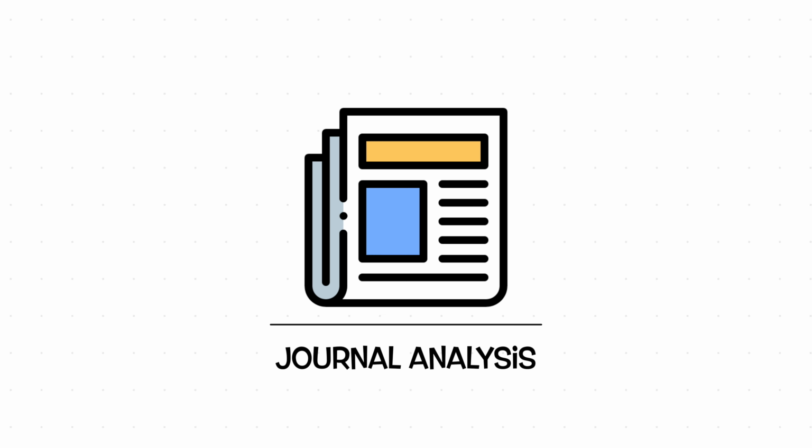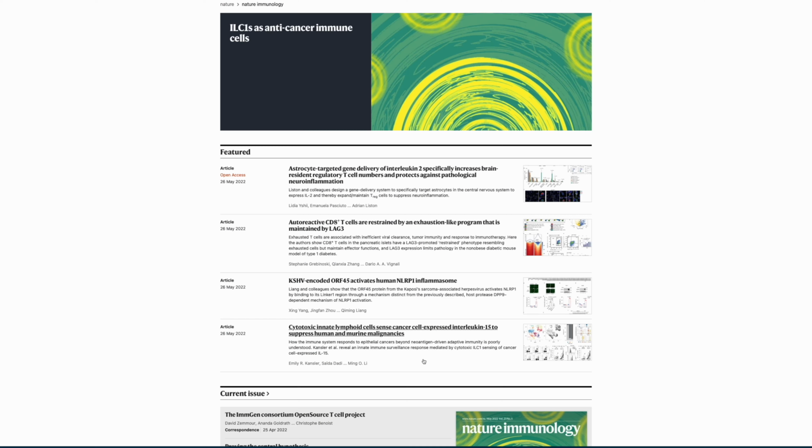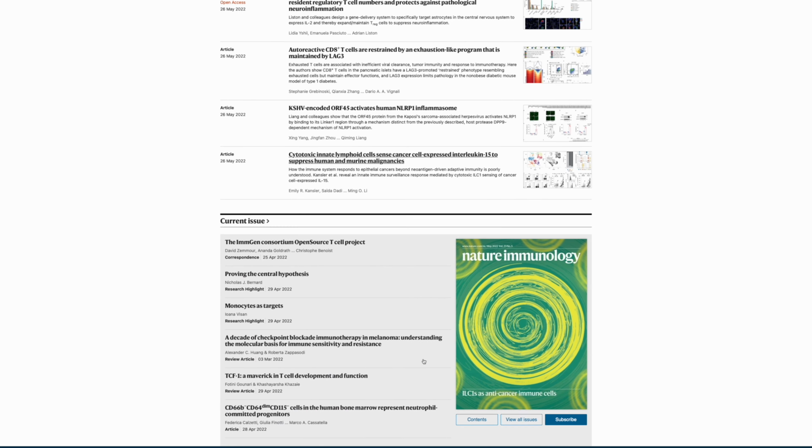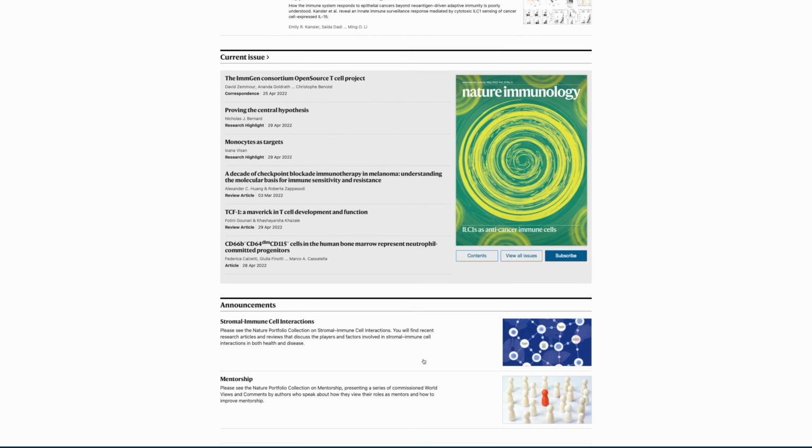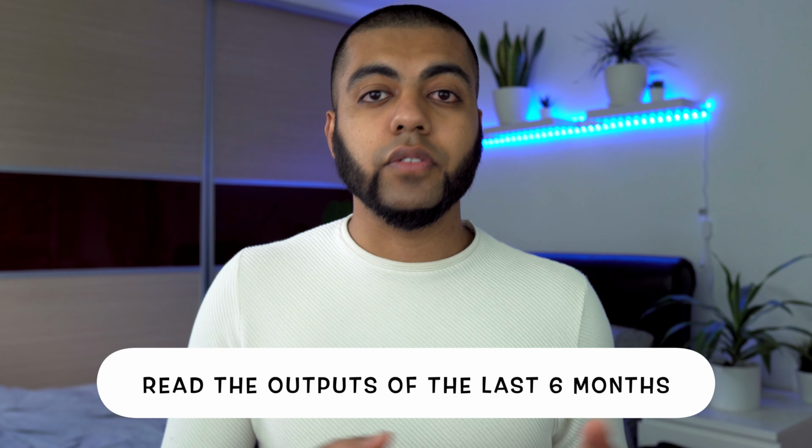Number two is quite obvious, but it's the notion of journal analysis. Now, we often look at the journals of the papers that we are reading just to make sure that it is reproducible, it's not a predatory journal, it's not an impact factor that is too low perhaps, that might not be yielding quality peer reviewed research articles. So it's something of a good standard. But sometimes what we forget is to read or look at the outputs of that particular journal for the past 6 months. Now, this is incredibly important.